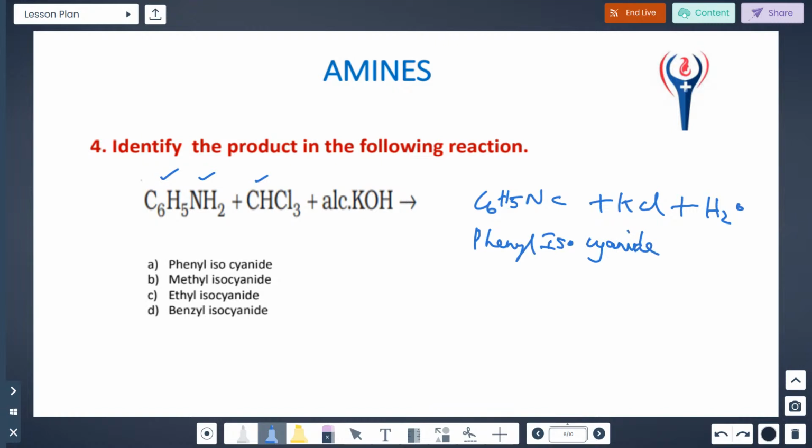Now, among these, A is the correct one. Are you following? Understood? Suppose here methyl group is used means methyl isocyanide. Suppose here ethyl group I used means ethyl isocyanide. If benzyl group I used means benzyl isocyanide. I used phenyl group, then only phenyl isocyanide. That's the product. Understood?